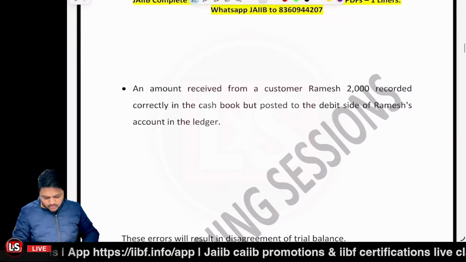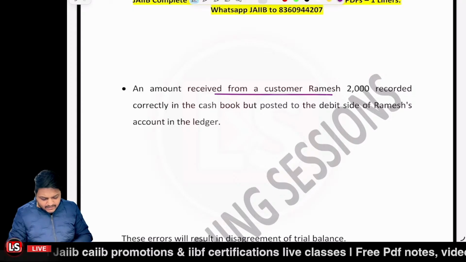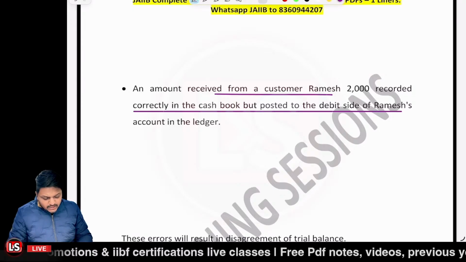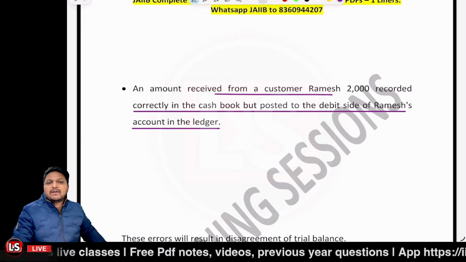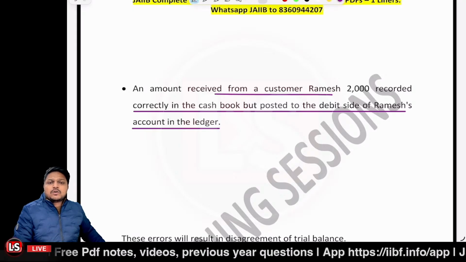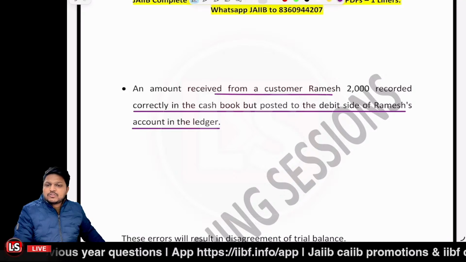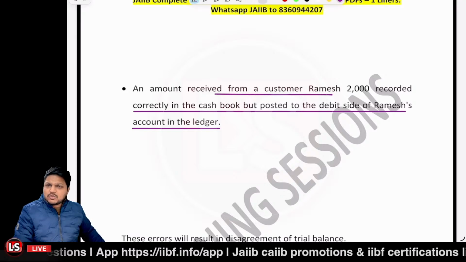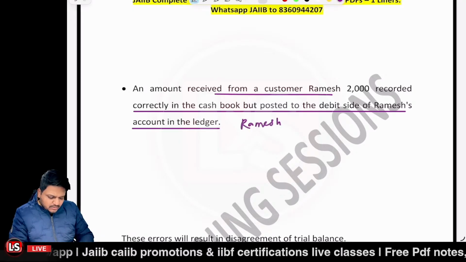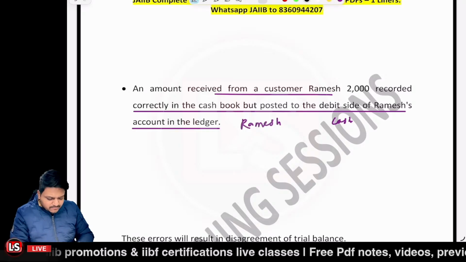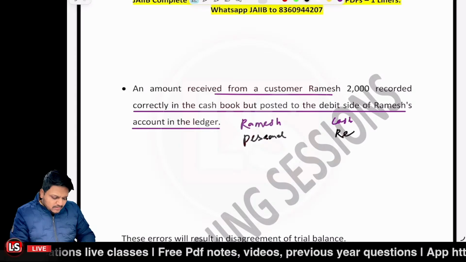After that, the next one is related to an amount received from a customer, Ramesh, rupees 2,000, recorded correctly in the cash book, but posted to the debit side of the Ramesh account in the ledger. Now, if you have received an amount of rupees 2,000 from Mr. Ramesh as cash, which two accounts were involved? Ramesh account and the cash account. Ramesh account is a personal account and cash account is a real account.